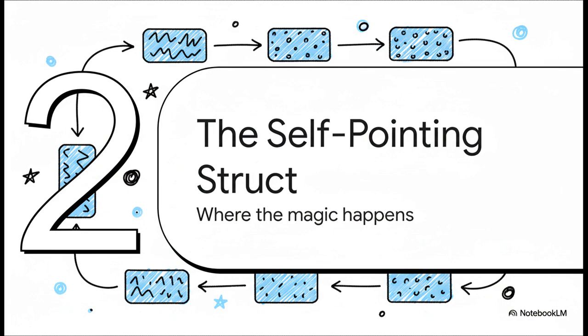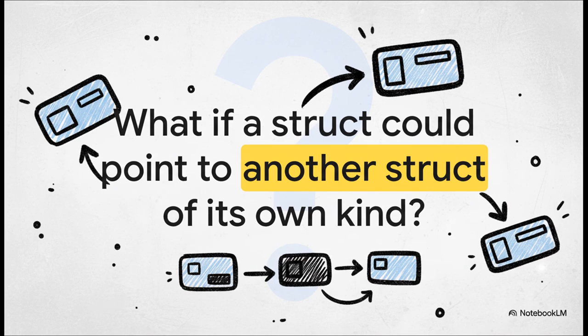Okay, now we get to the part where everything changes. This is the big idea, the aha moment that makes linked lists even possible. And it all starts with one simple game-changing question. Think about that for a second. In our last example, the pointer just pointed to a plain old integer. But what if the pointer inside our struct could hold the memory address of another identical struct? What if it could point to a copy of itself?